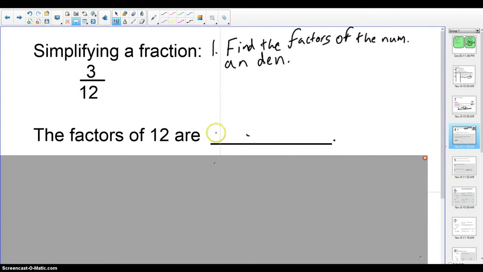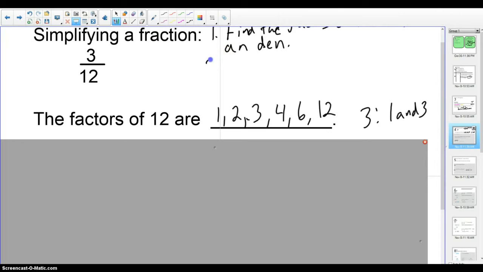So for 12, we list the factors 1, 2, 3, 4, 6, and 12. And for 3, our factors are just 1 and 3.